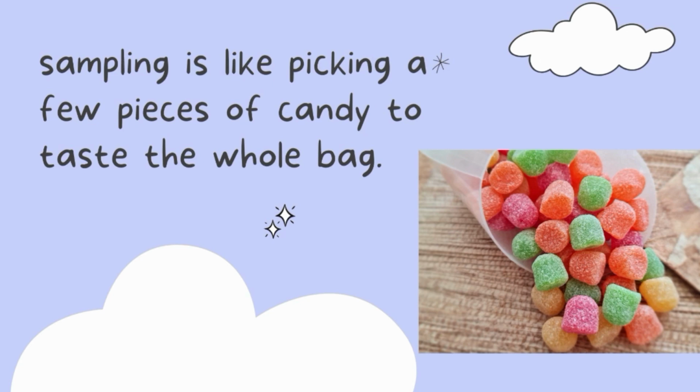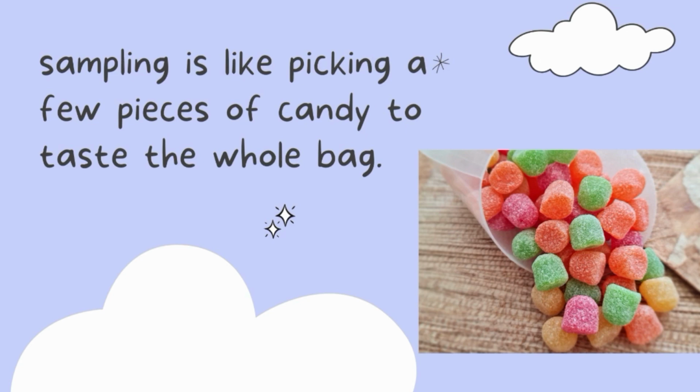Sampling is the process of selecting a subset of individuals or items from a larger group or population to represent the whole population. By selecting a particular group, we draw conclusions or generalize about the whole population. It is very simple: sampling is like picking a few pieces of candy to taste the whole bag. And sampling design is the overall plan or strategy used to select a sample from the larger population for the research or the analysis.